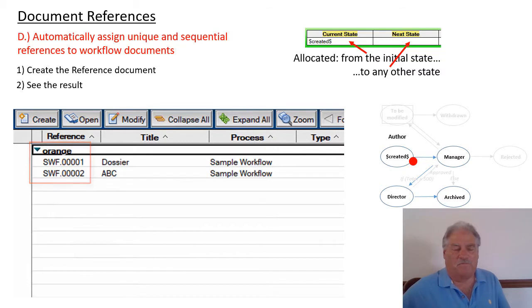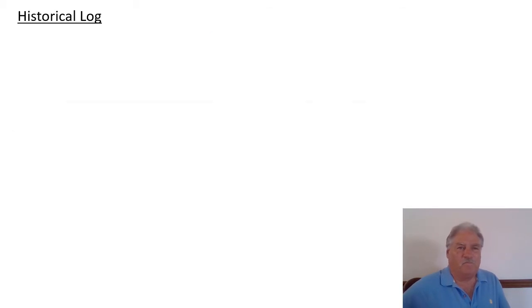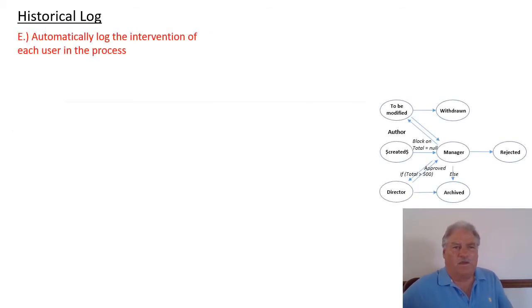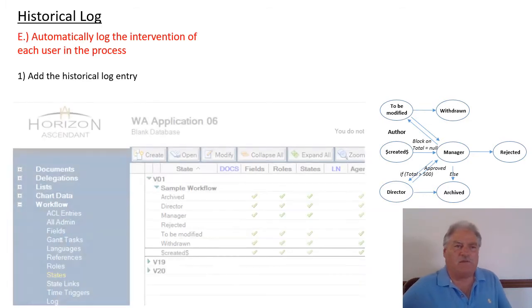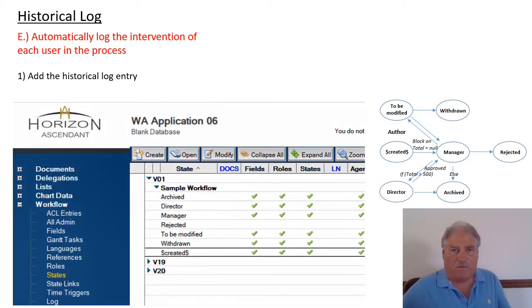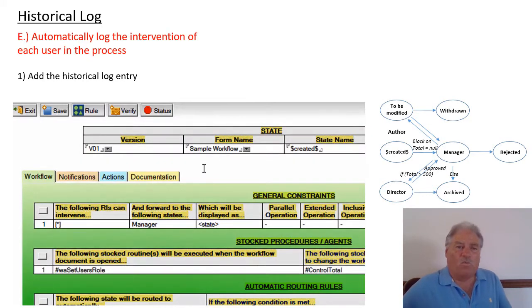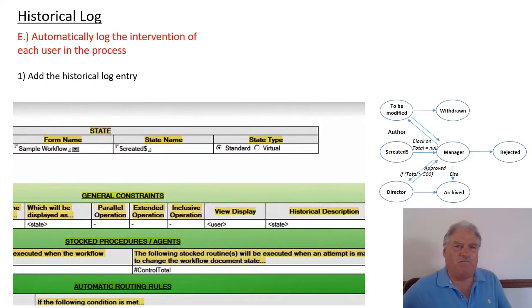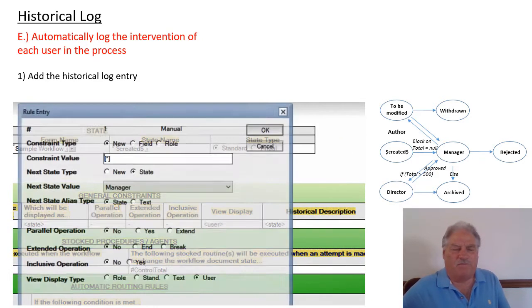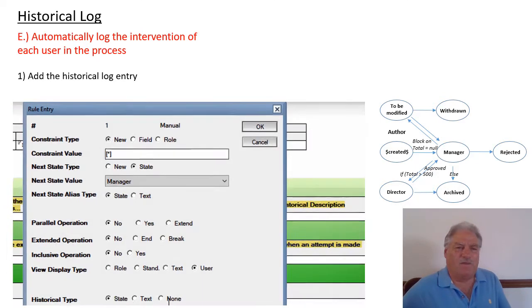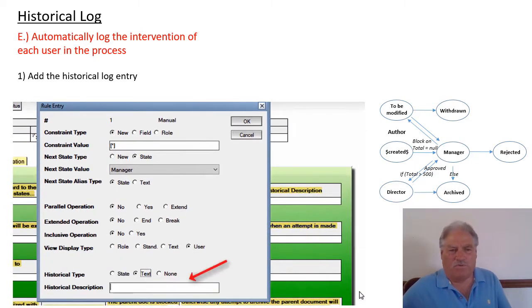And here's the result. Now, Workflow Ascendant will automatically log the intervention of each user in the process, regardless. What we'll be doing here is adding a description that will be a bit more descriptive for end users.